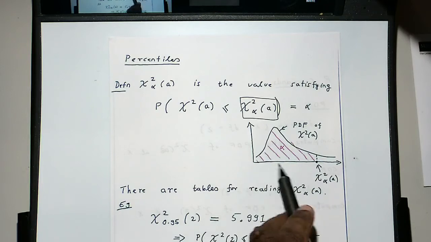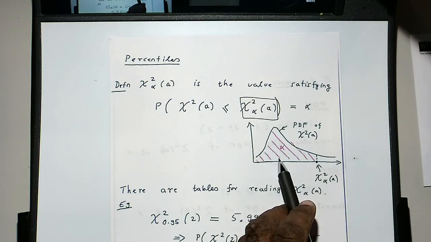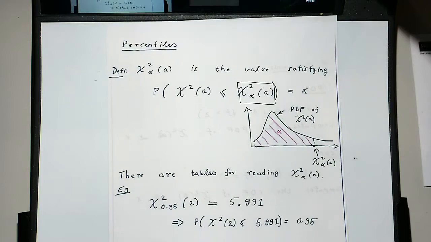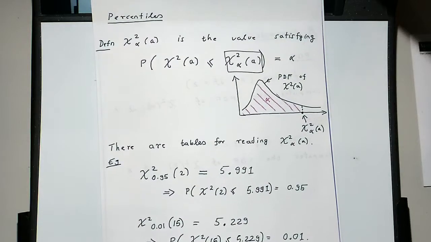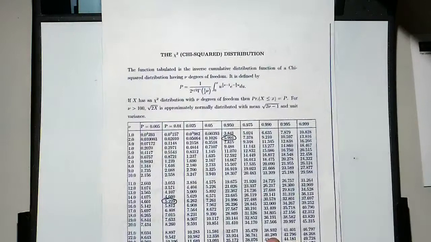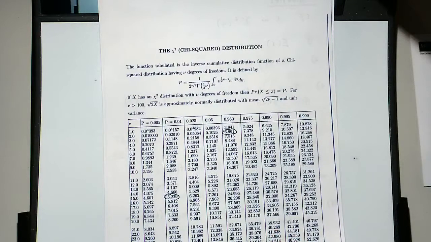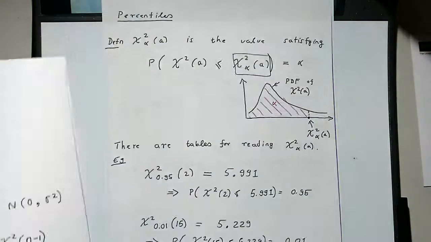So you see the area that I have shaded here is equal to alpha. So the area to the left, or the area below this point, is equal to alpha, right? And these are two examples on how to read the values of the percentiles using the table. And this is the table I'm talking about, this table here, right? And if you had watched the video, I showed you how to read the percentiles, right?